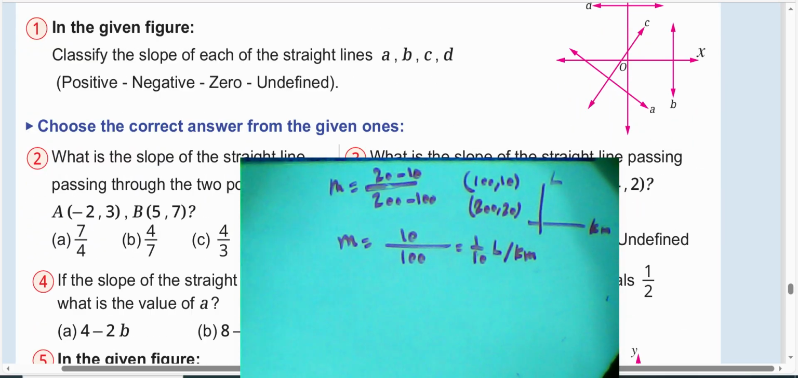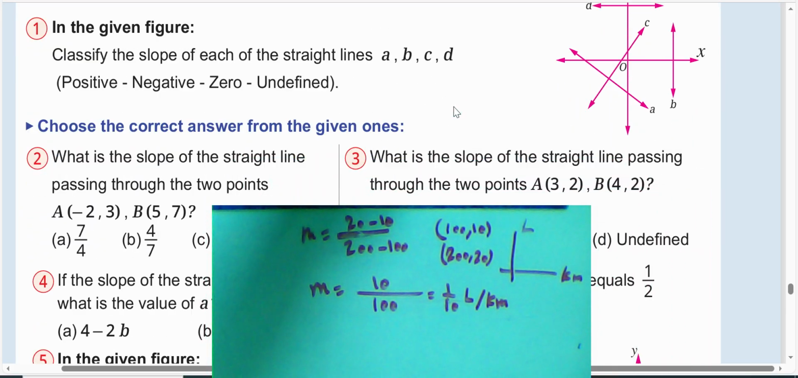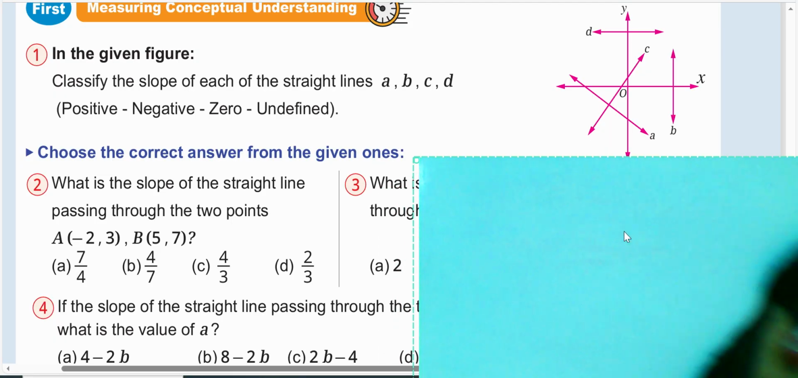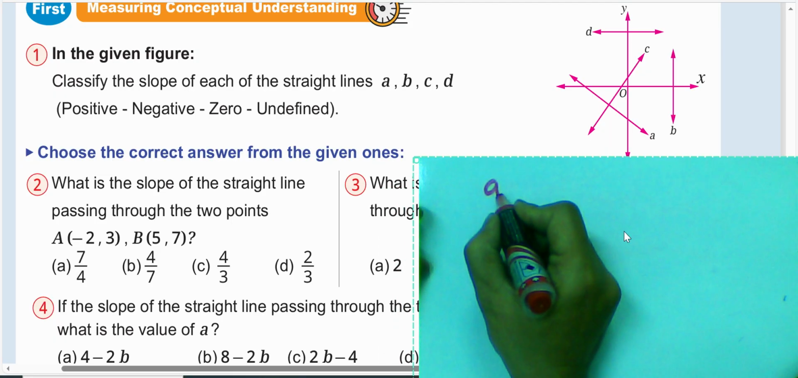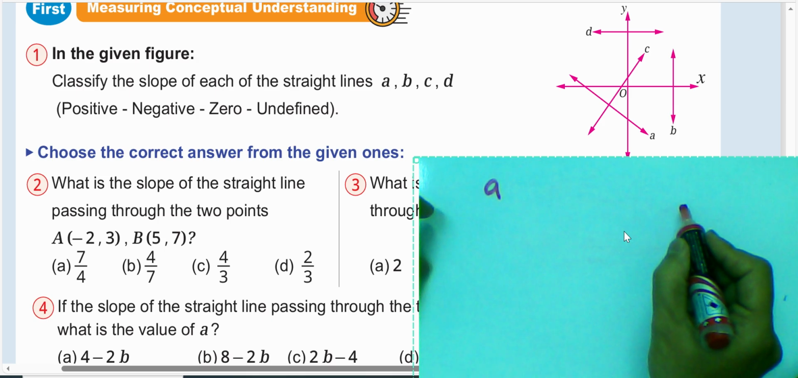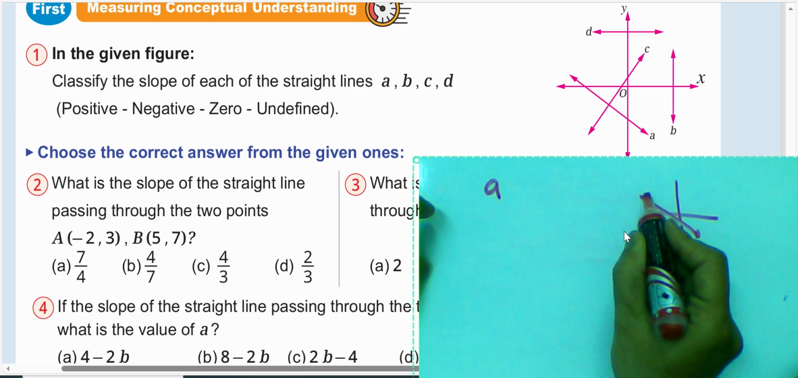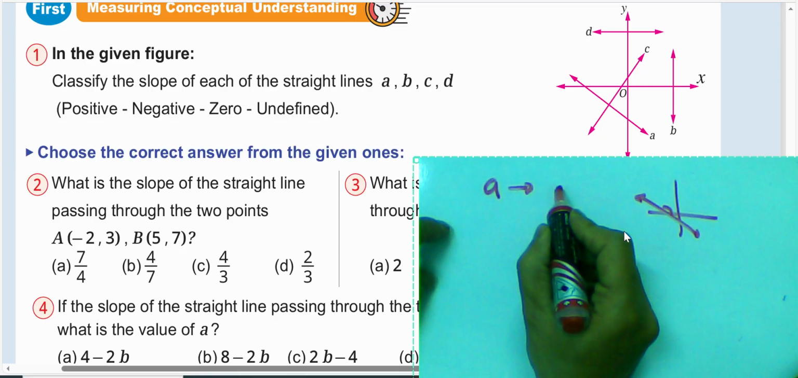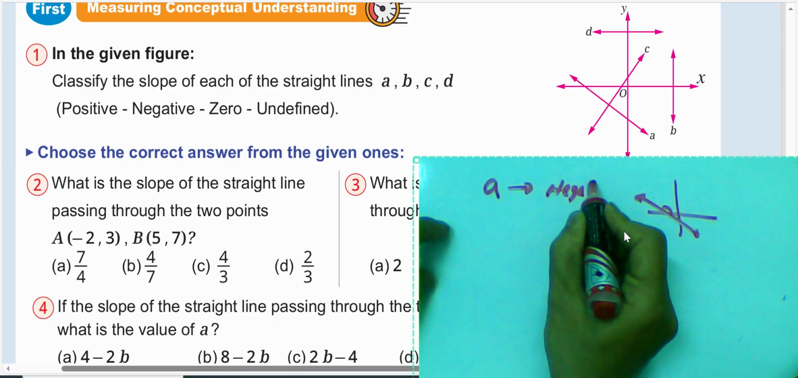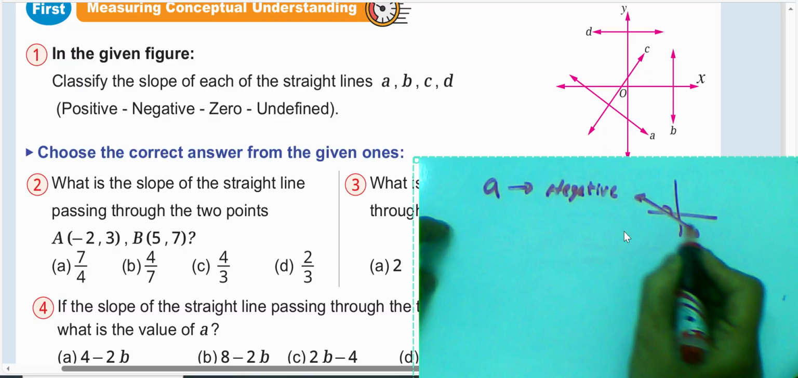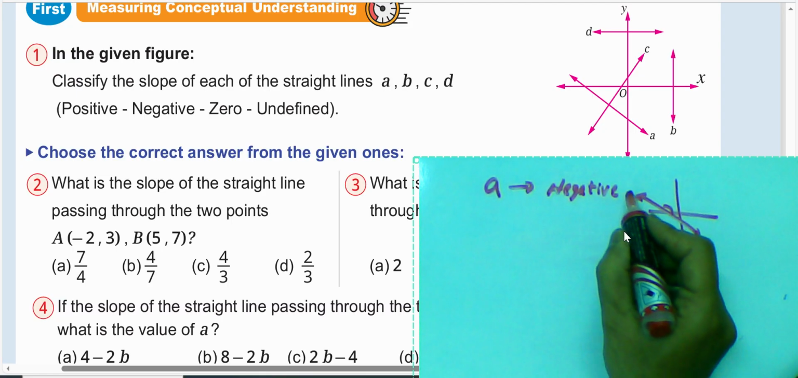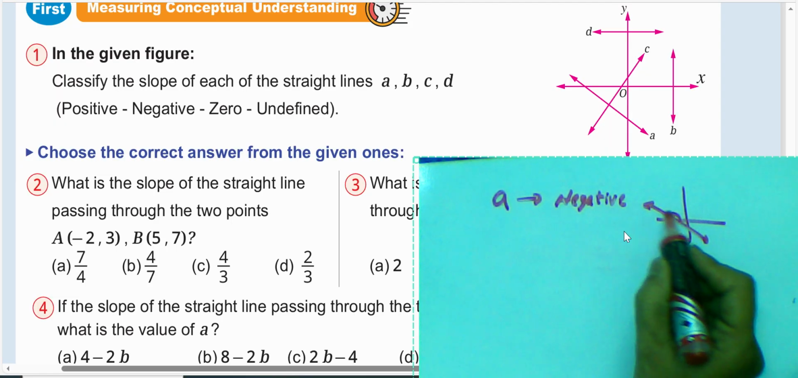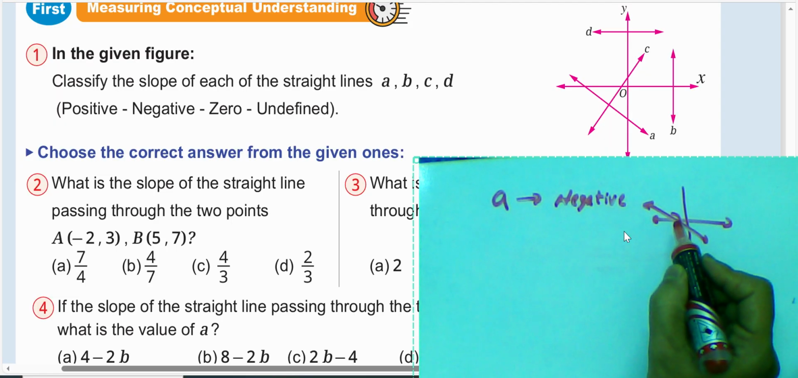First, it shows the correct answer about classifying the slope here, negative or positive. Okay, listen to me. About first, A: look here, A decreased, then A will be negative. A will be what? Negative. A will be negative because the slope of A will have a negative sign. Why? Because the straight line makes an obtuse angle with the x-axis.